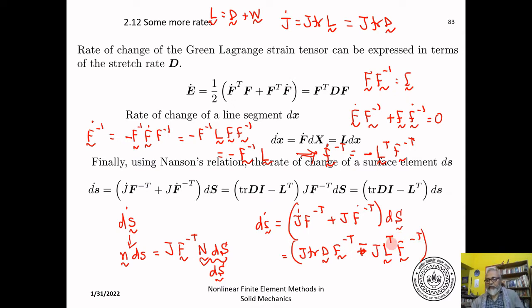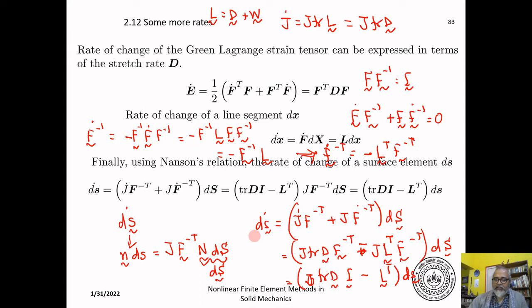So here I'll replace it with minus L transpose F minus transpose d capital S. So J F minus transpose d capital S is d small s. J F inverse transpose d capital S is again d small s. So this becomes J trace D times identity minus L transpose times d small s.